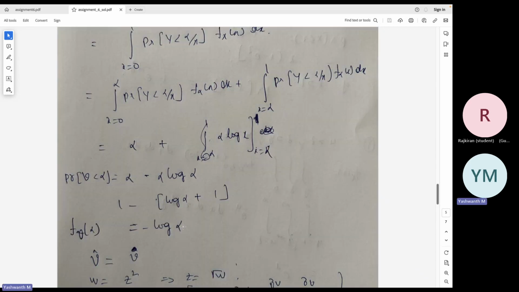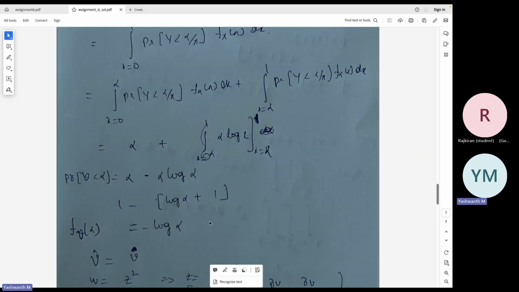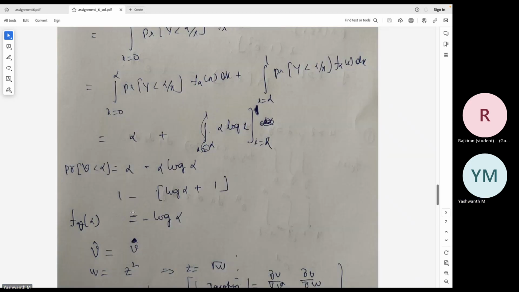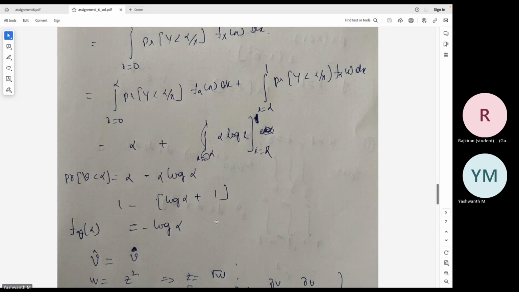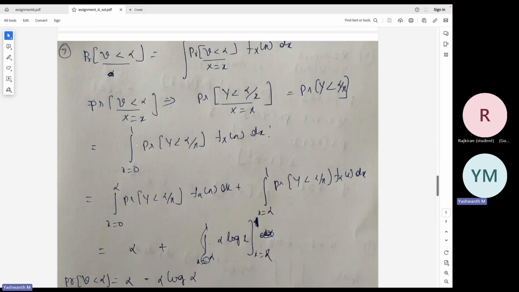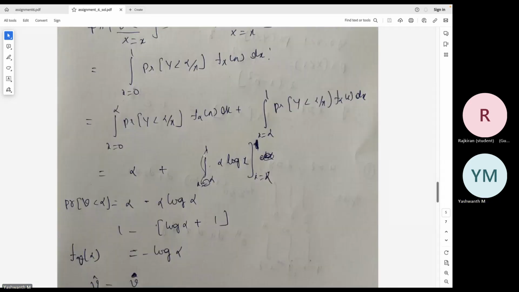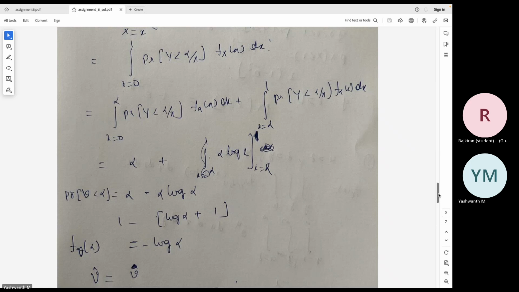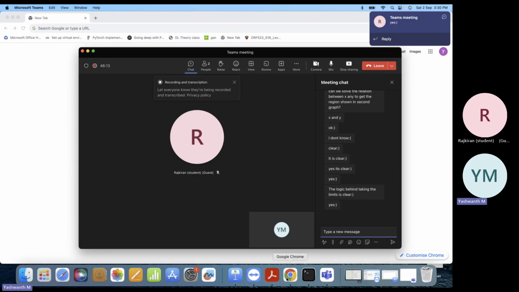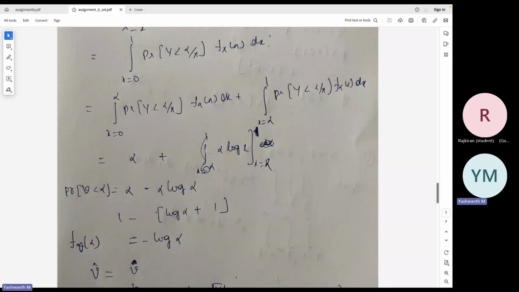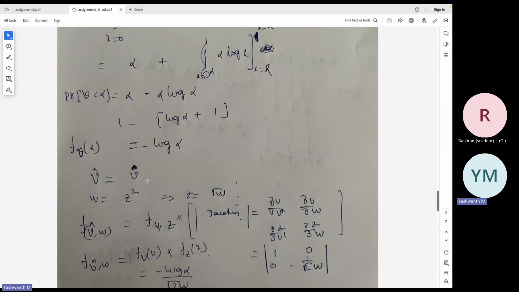Alpha goes from 0 to 1. Between 0 and 1, minus log alpha is positive, since log is negative from 0 to 1. So that is fine. Clear so far? This is all non-trivial, whatever we have been speaking. Okay, cool. Finally, now it is simple.